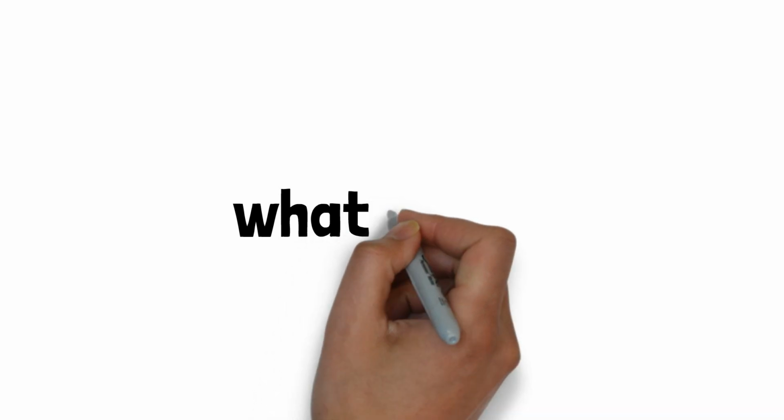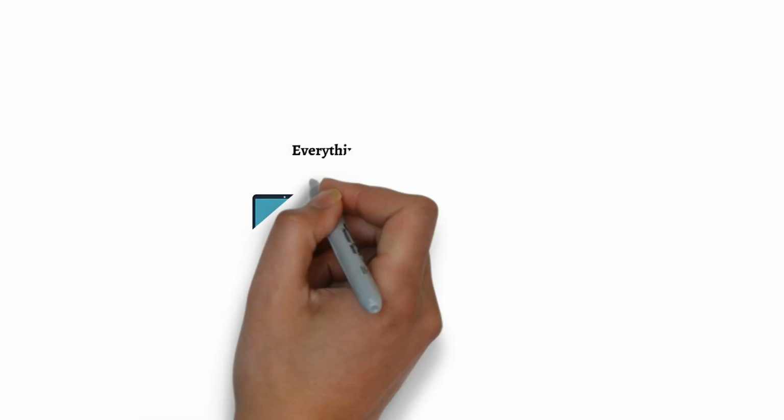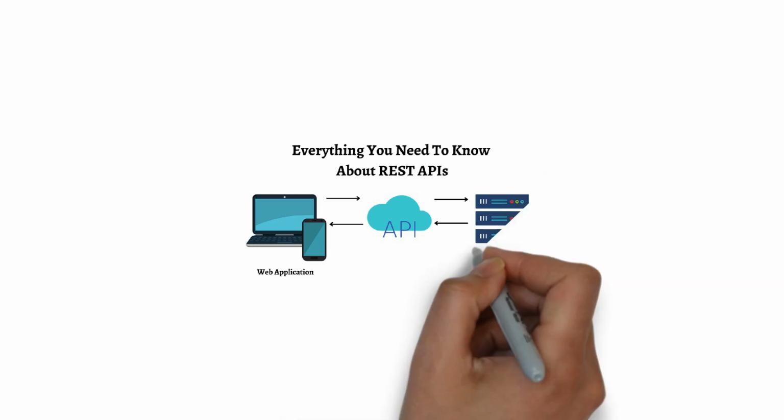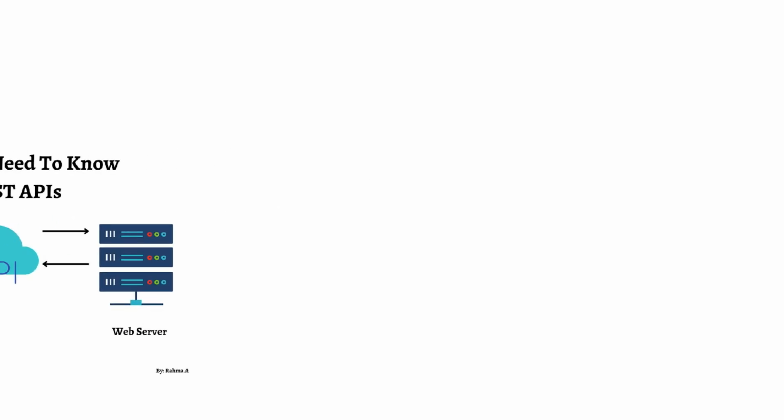API stands for Application Programming Interface. It's a set of rules that allows different software entities to communicate with each other. Think of an API as a bridge between two applications. It defines how requests for information and responses should be made.